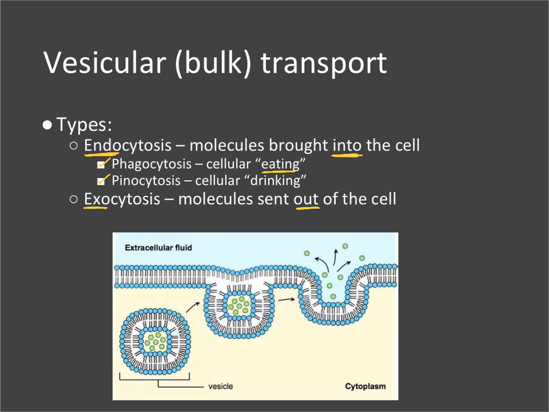But the concept is pretty much the same, in that something is being brought into the cell and pulled into one of these vesicles, the opposite of what we're seeing in this picture here. Now, exocytosis is just something that is inside a vesicle that is being sent out of the cell.